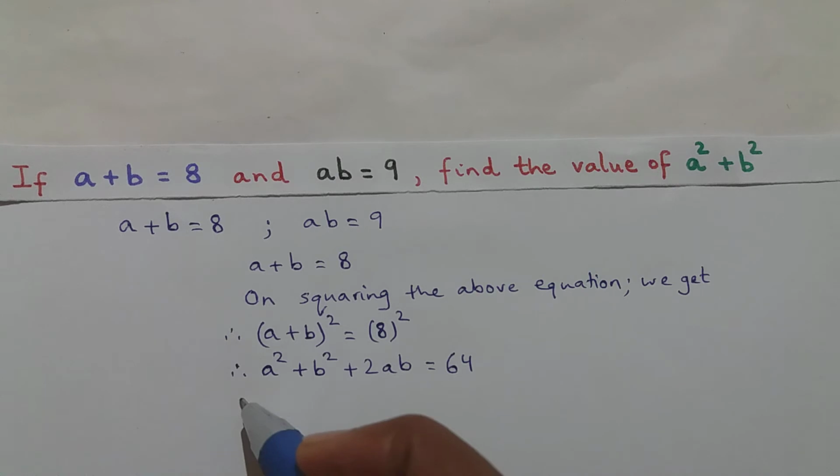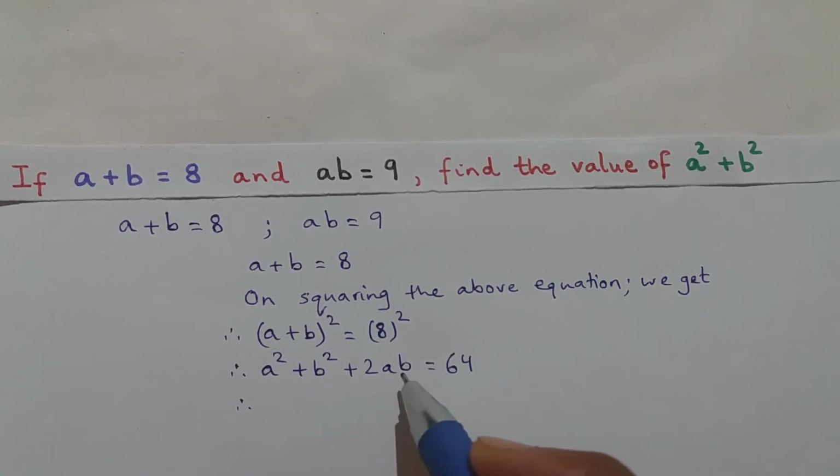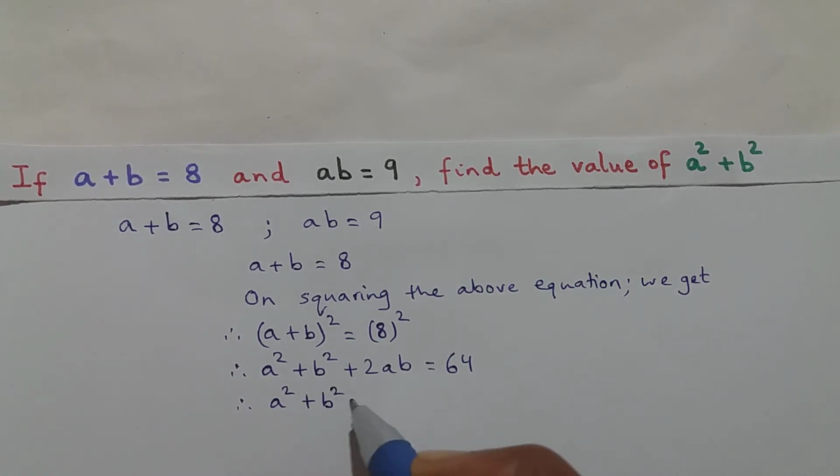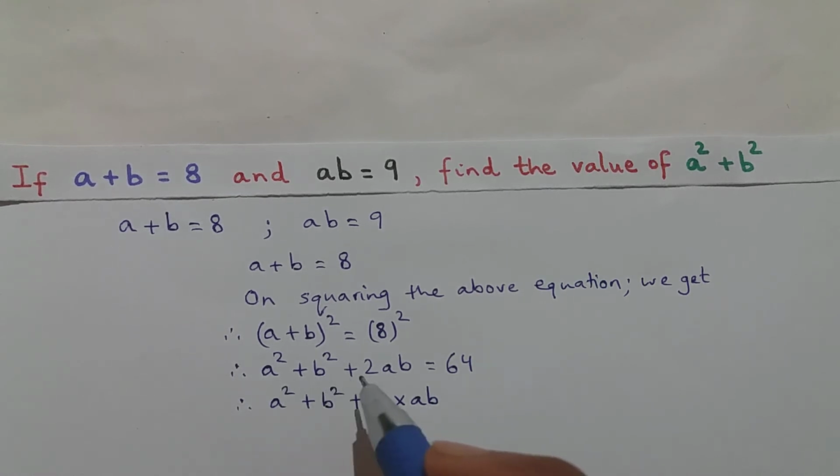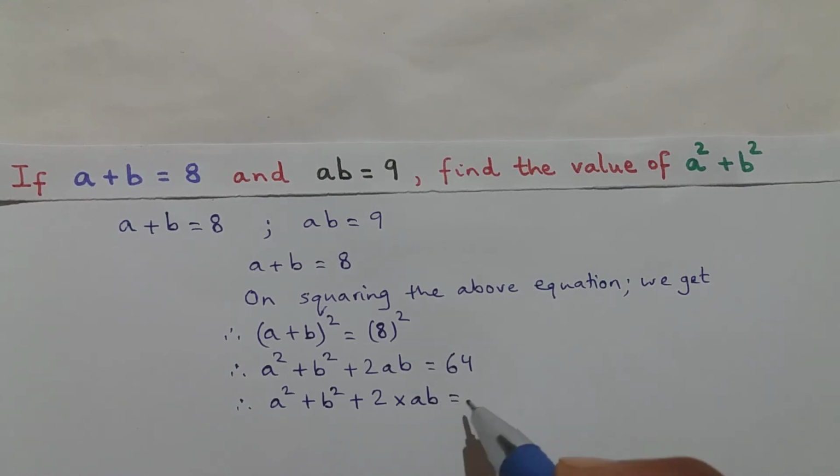Now, a square plus b square plus 2ab, I can write as a square plus b square plus 2 multiplied by ab, because 2ab means 2 multiplied to ab. So a square plus b square plus 2 into ab is equal to 64.